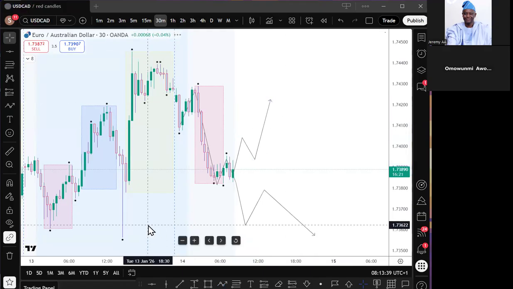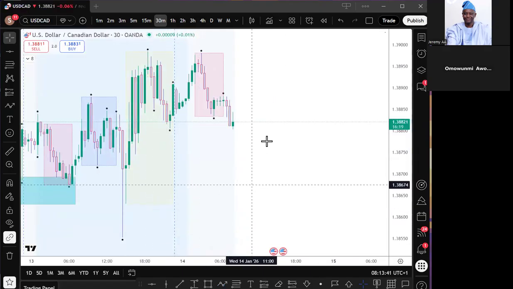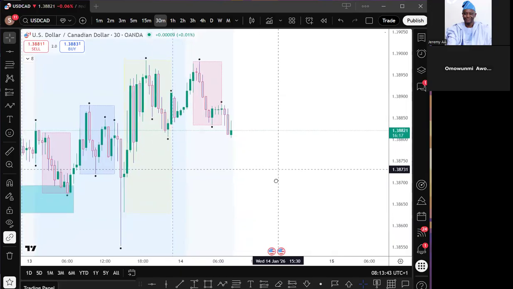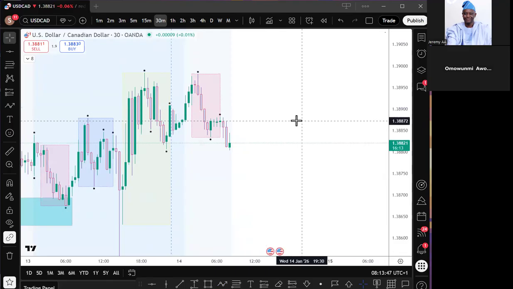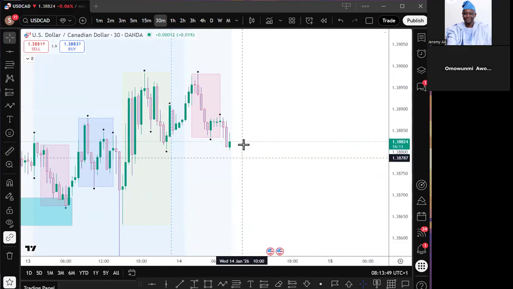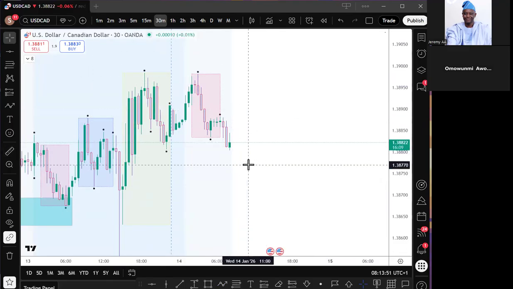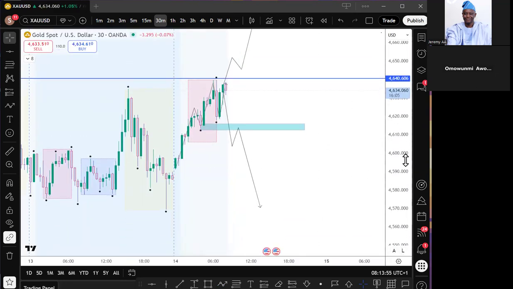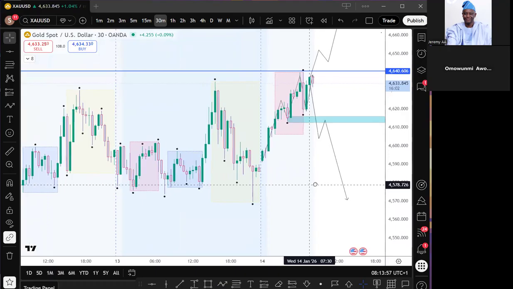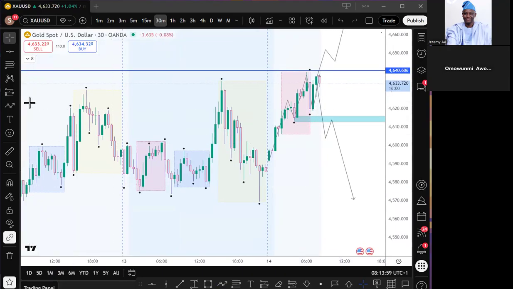Right. Let's see, what is there again? Oh, USD CAD. Okay, this one is nothing much here, really. Just a lot of sideways movement. Okay. So gold, yes, gold is still there. Yes, so I wanted to just show us that thing that price likes to do.